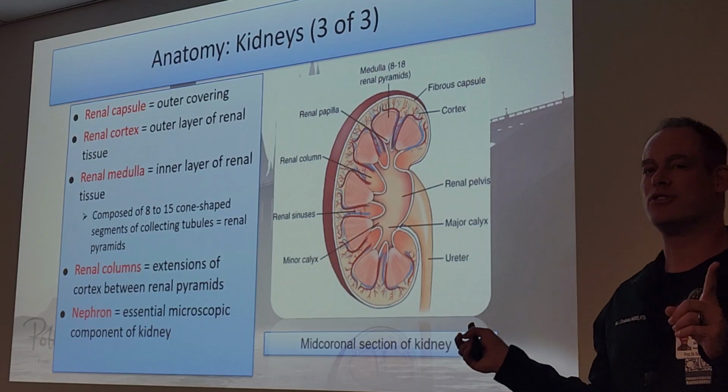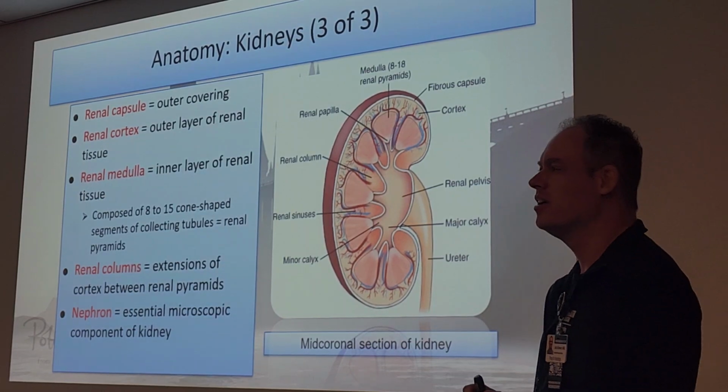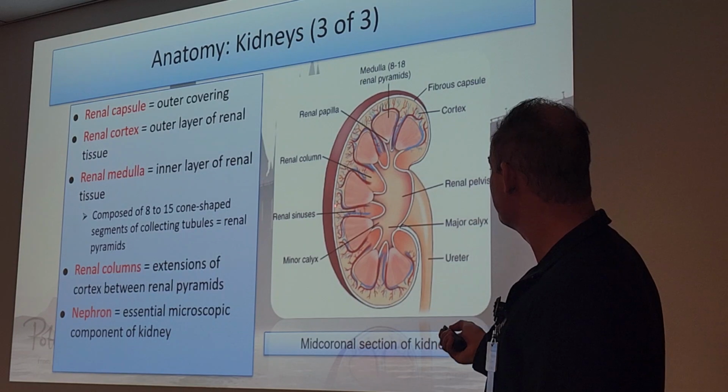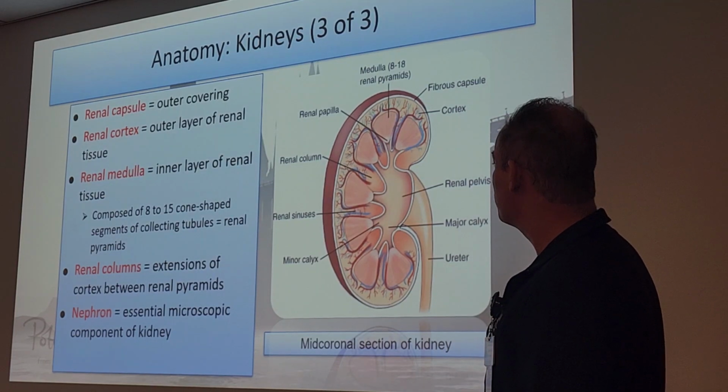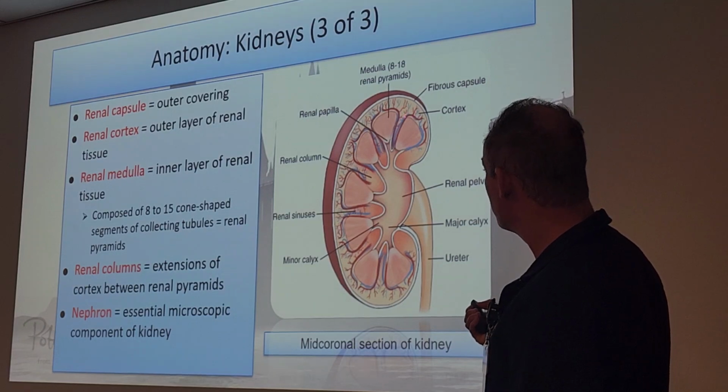So this is the last slide we'll do today, guys, because I do have to run to this meeting. But let's break down these parts we just talked about and define them. Renal capsule, once again, outer covering. We just talked about that. We have the renal cortex. That's going to be the outer layer of renal tissue. That's where our renal corpuscles are.